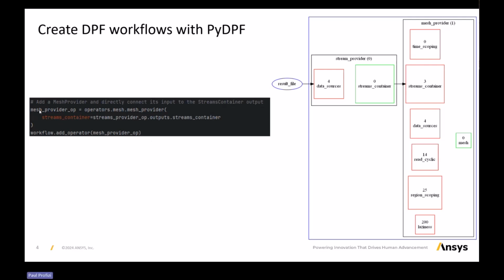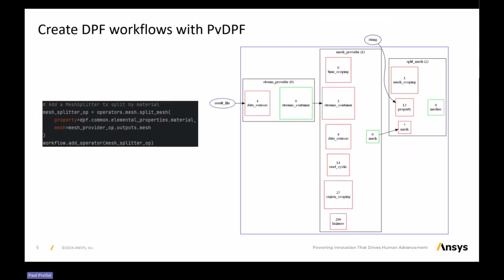No problem. I don't know where I was, but basically I instantiate a mesh provider here so that we have a workflow that is a bit more interesting. And so what I do is I directly connect to its streams container input pin the streams container output pin of the previous operator. So that's from operator to operator. It's hidden within the workflow. Then I just add the operator to the workflow, and that's why when I do a new workflow.view, you can see it in the workflow view.